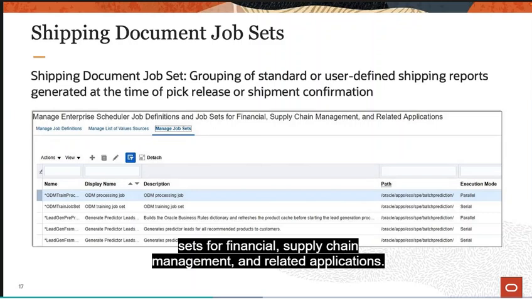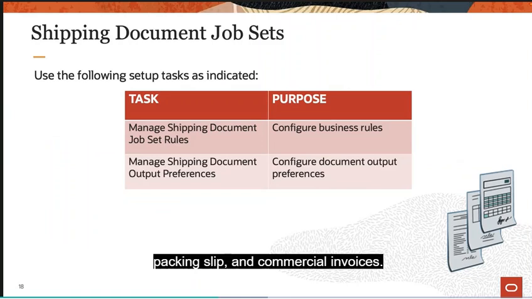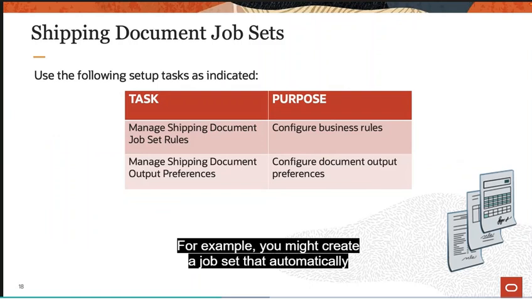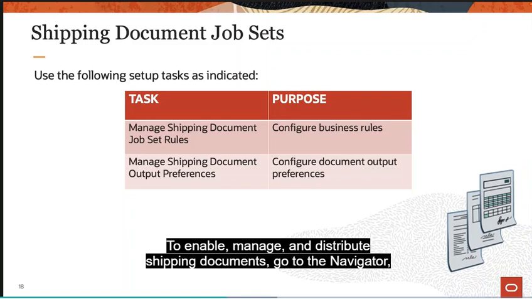A shipping document job set can include the paperwork you need to complete a shipment, such as the bill of lading, packing slip, and commercial invoices. For example, you might create a job set that automatically prints a specific document package when the shipment is going to a particular country.